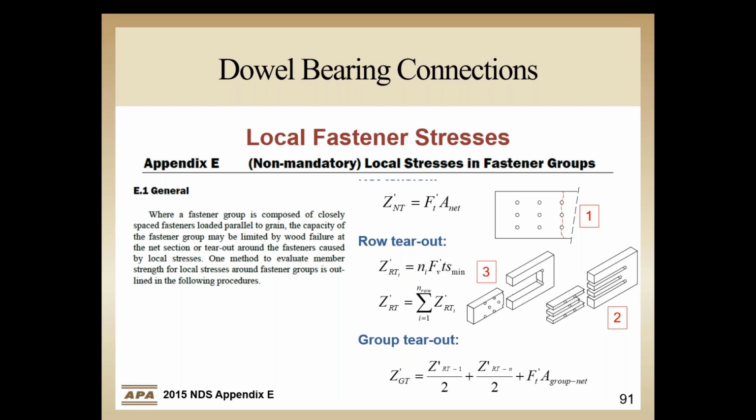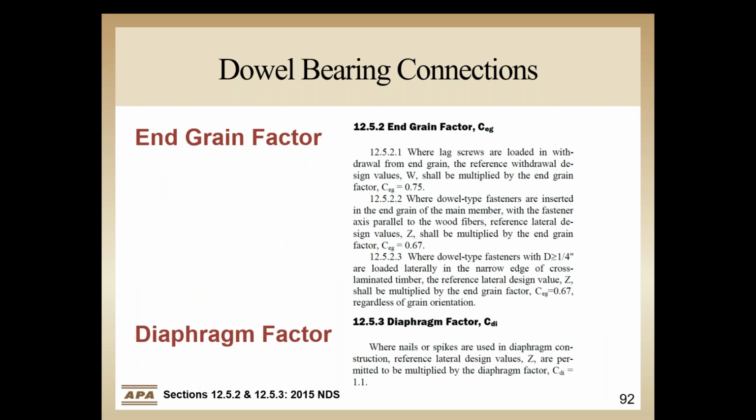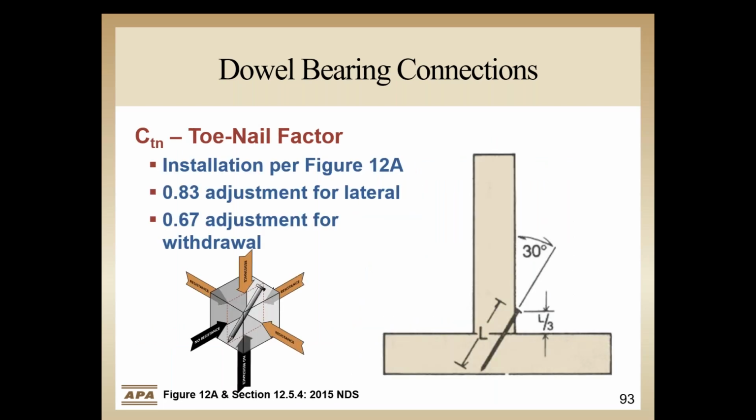That pretty much covers the concept of shear connections for connecting two members in single or double shear. However, there are other adjustments that still need to be considered for other types of connections. End grain factor adjustments are required when dowel fasteners are inserted into the end grain of the member for both withdrawal and lateral design. And diaphragm factors will also apply for diaphragm construction. The NDS also provides guidance for toe nailed connections. It is important to understand that toe nails only resist loads in certain directions and thus are not recommended when the load is applied from several directions.